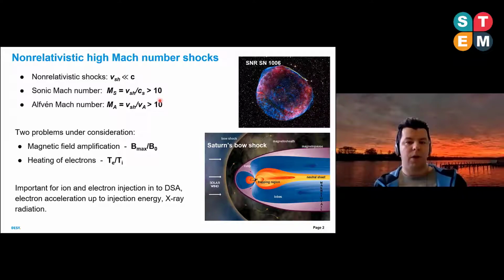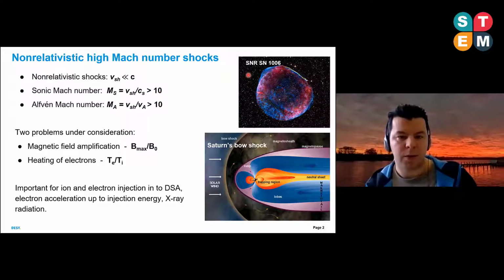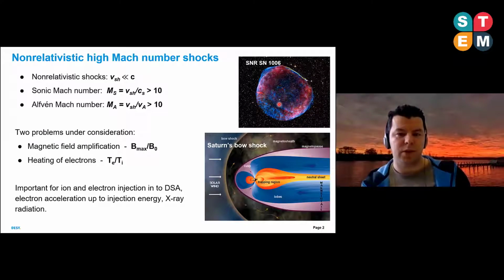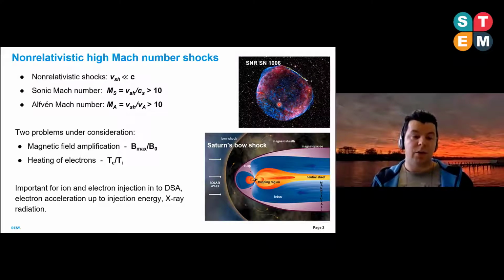These shocks can be found in supernova remnants, when a supernova explodes and the matter interacts with the interstellar medium. It forms really beautiful objects in our galaxy, and actually these shocks are responsible for the production of the main part of the cosmic rays in our galaxy.